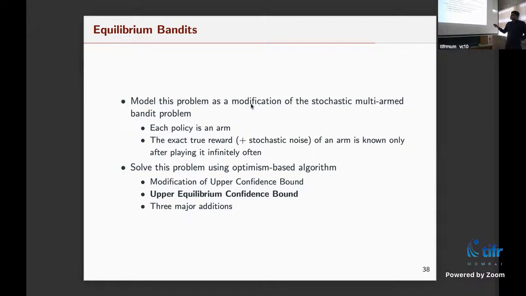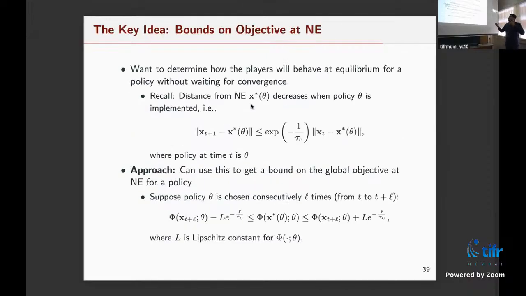So we still solve this problem using an optimism-based algorithm. We modify the standard upper confidence bound, UCB, algorithm. We call it, very nicely, upper equilibrium confidence bound, which has three major differences from the UCB algorithm. The major idea is how to get a bound on the global objective at Nash equilibrium.